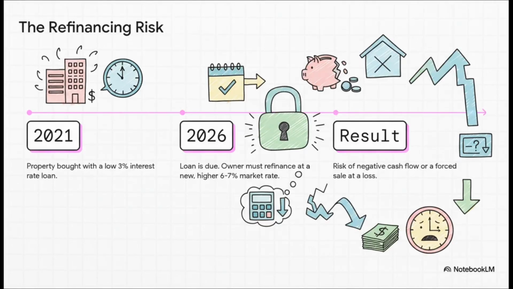Think about all those properties that were bought just a few years ago with these super cheap 3% loans. Those loans aren't forever. What happens when they come due in a few years and the owner has to refinance at today's much higher 6 or 7% rates? If the property's income hasn't grown enough to cover that new, higher payment, the owner is in serious trouble. This is the refinancing risk ticking time bomb that everyone is talking about right now.